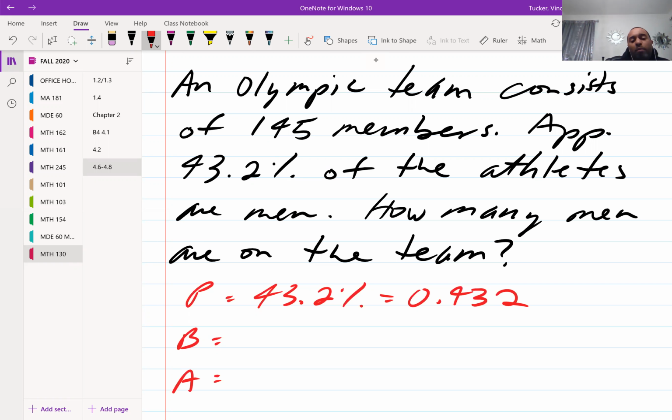Now, our total, our base, says an Olympic team consists of 145 members. So the whole team has 145 members on it, and we want to know how many of them are men. So that's going to be our X. That's the part. The amount is the part of that whole.